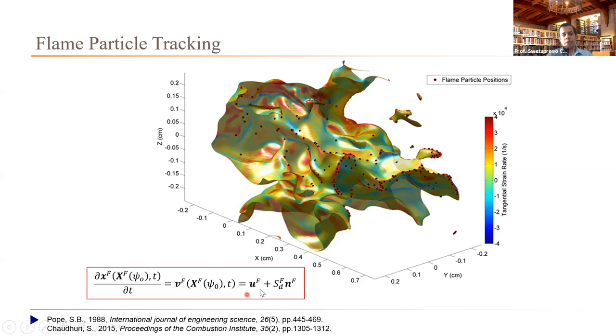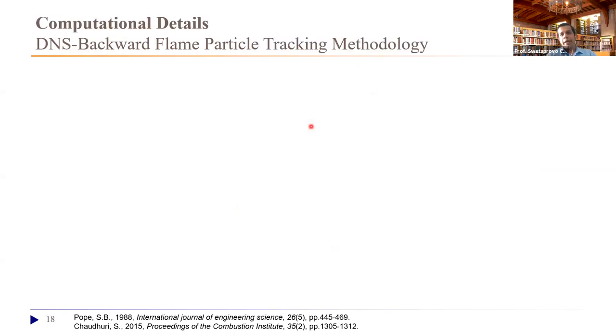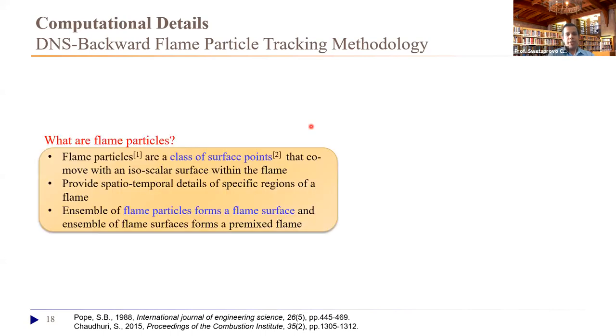What is the local surface propagation velocity? That is equal to the vector sum of the local fluid velocity plus the local flame displacement speed times the local normal vector. So these are flame particles, okay? And they never leave the surface. So the idea is that you slice up this flame into several surfaces and you then further refine the surfaces into several points and then you study the points, okay? So now again, reflect the objective that we are going to study: from where does the surface evolve? So we need to do something called backward tracking.